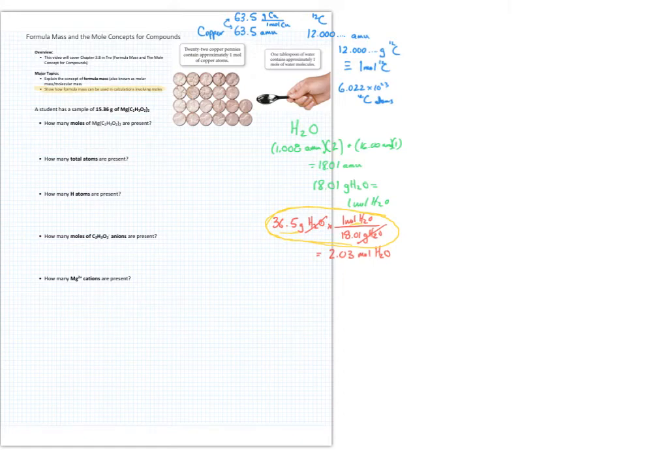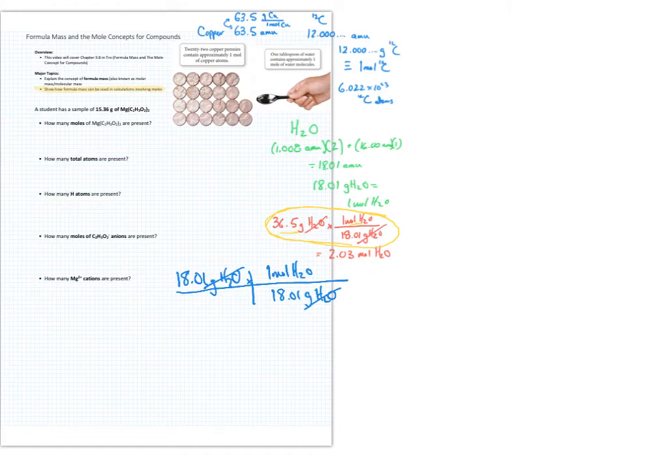All right, let me show this to you in a little more systematic way. Let's pretend then that we're starting with 18.01 grams of water. And I want to find out how many moles of water there are. So times 1 mole of water for every 18.01 grams of water.